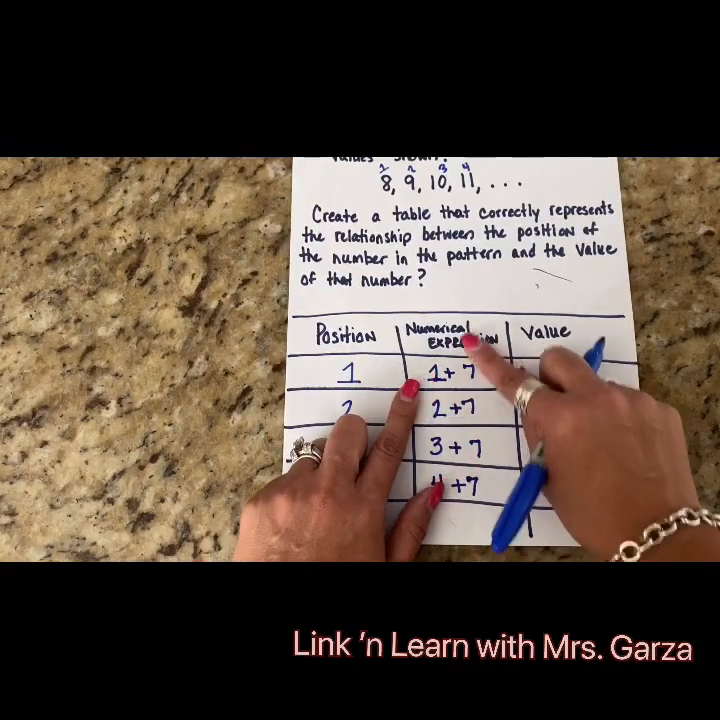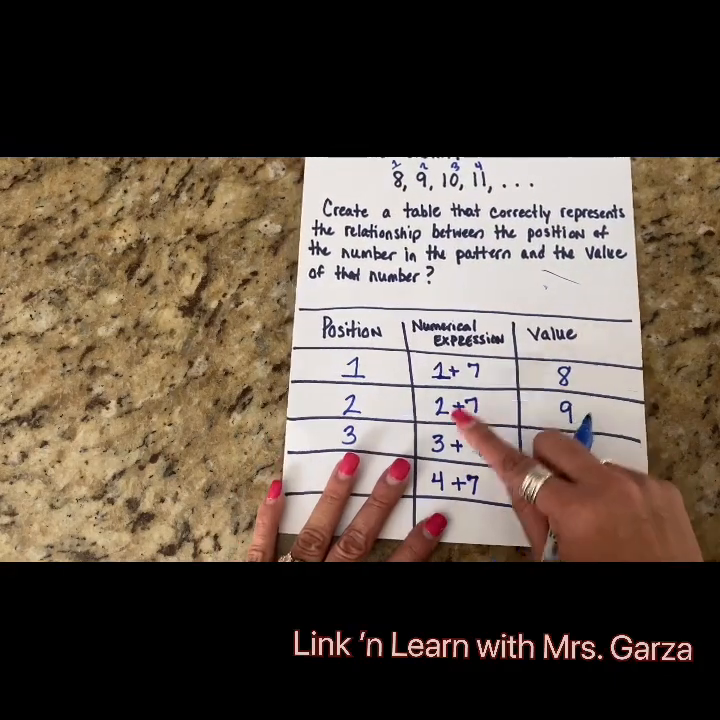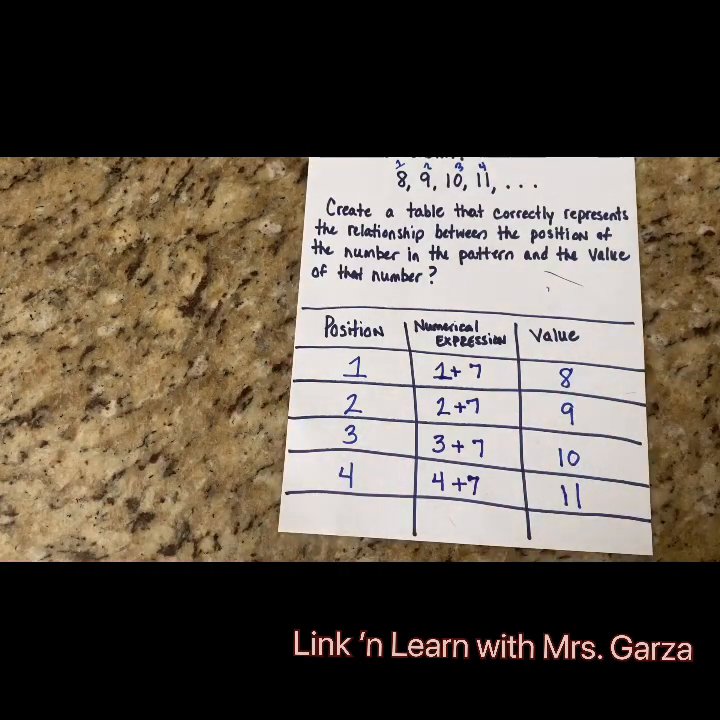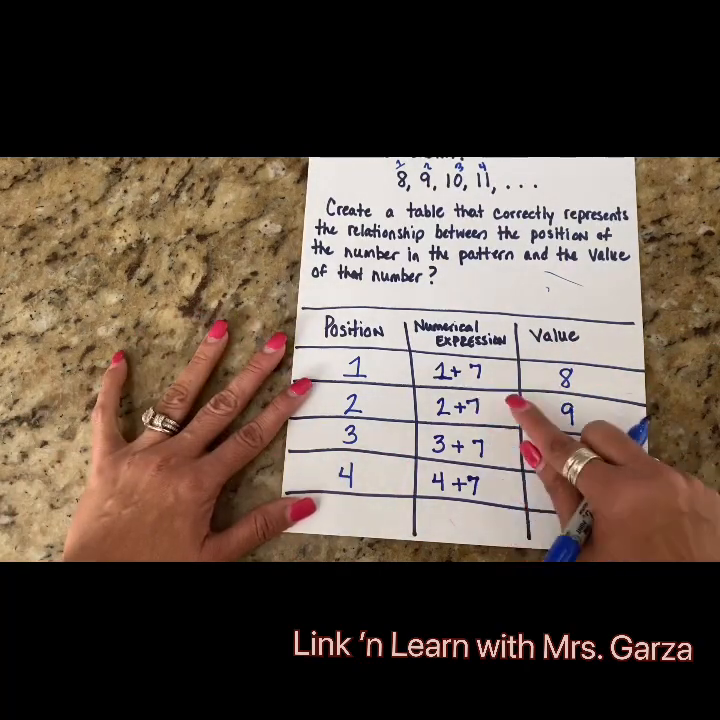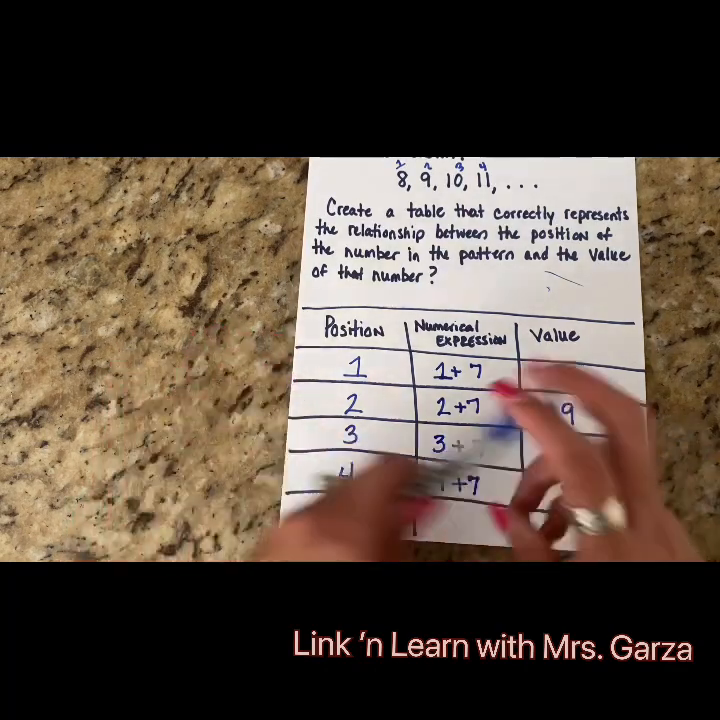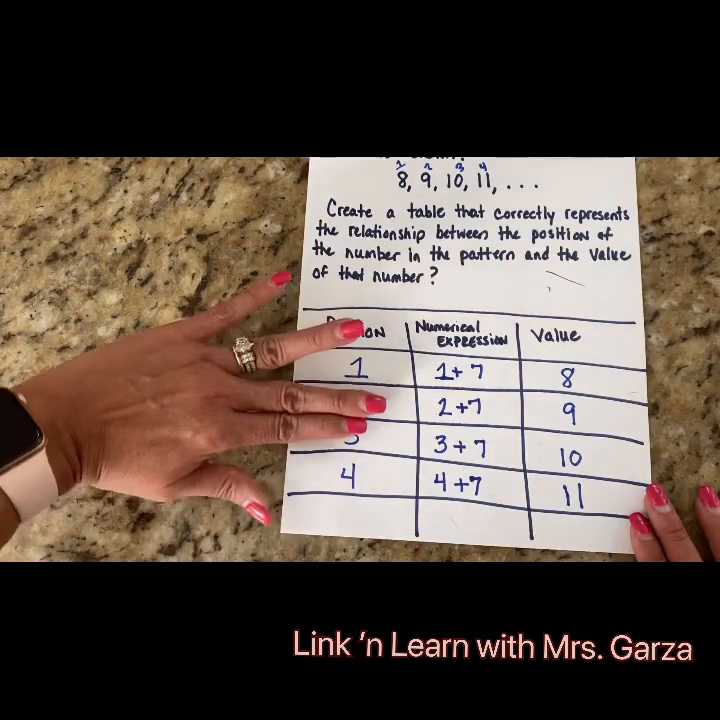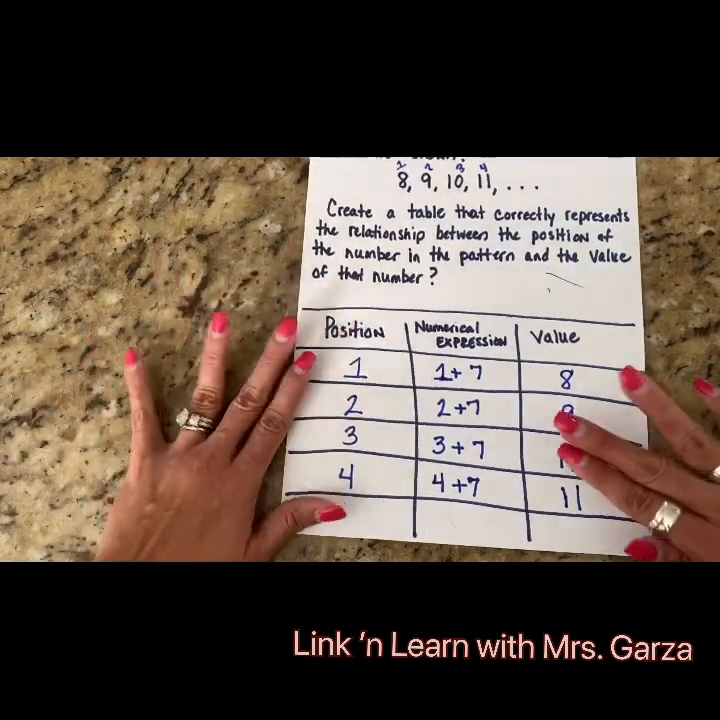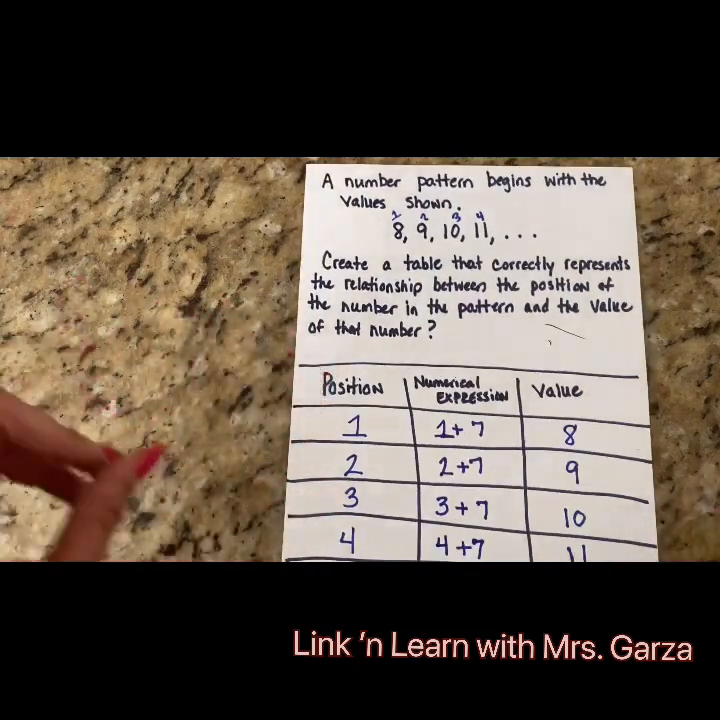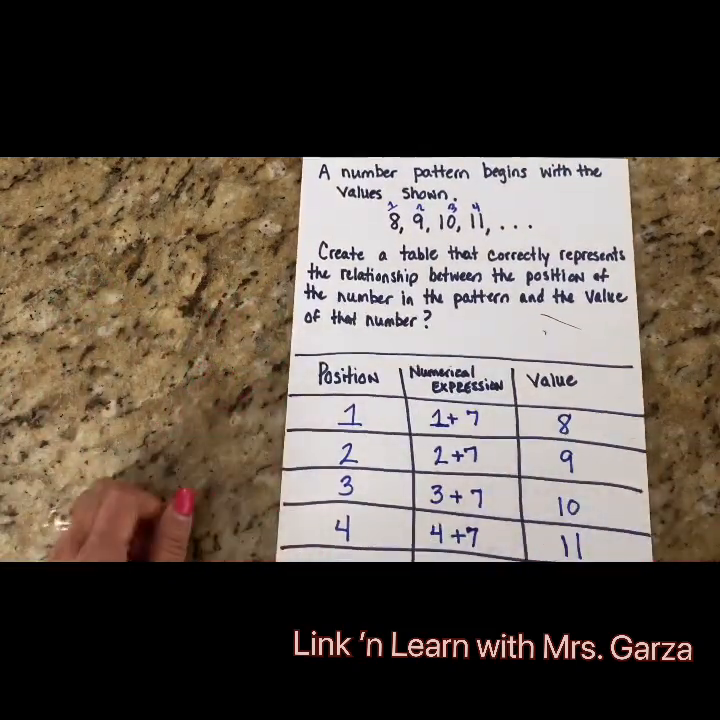When you're doing your numerical expression, make sure that you're testing it out before you're set on, oh, I know it's a multiplication, it has to be. Make sure you test it out with all of them so that you can see, okay? And sometimes you'll see a lot of problems that will have the position missing or the value missing. So you would have to use your numerical expression, also known as the rule, to figure it out.